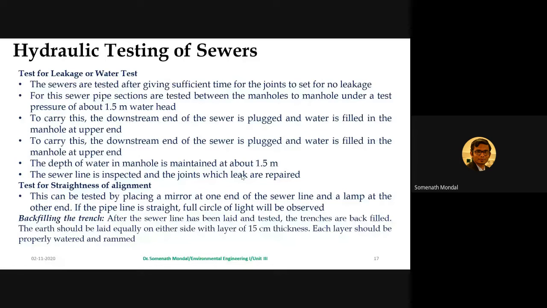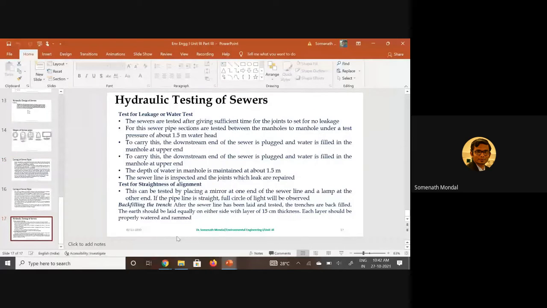So this is the entire procedure of the laying of pipe, taking care of pipe, testing of pipe, and backfilling of pipe that will be used as sewer systems. So I hope all of you have understood this sequence. If you have any questions, I'm here to answer. Now we'll go to the next important part.